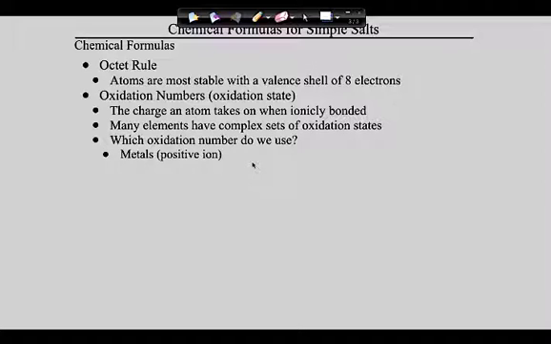For the metals, this is obvious. If there's only one oxidation number, use it. Potassium can only be +1. Magnesium can only be +2. Silver can only be +1. Aluminum can only be +3. If it's only got one number, it's the only choice you've got. But guys, what if it's got more than one number? Which one are you going to choose?